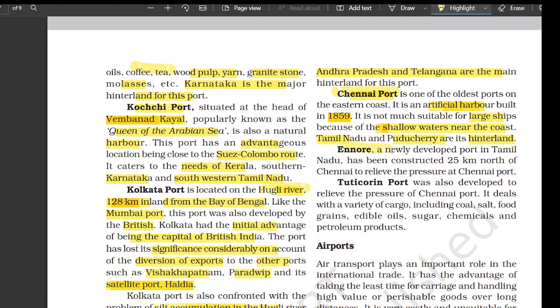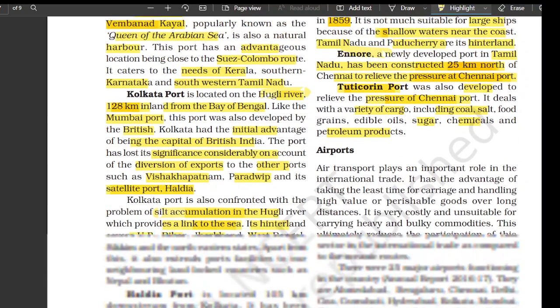Ennore, a newly developed port in Tamil Nadu, has been constructed 25 kilometers north of Chennai to relieve the pressure at the Chennai port. Tuticorin port was also developed to relieve the pressure of the Chennai port. It deals with a variety of cargo, including coal, salt, food grains, edible oils, sugar, chemicals, and petroleum products.